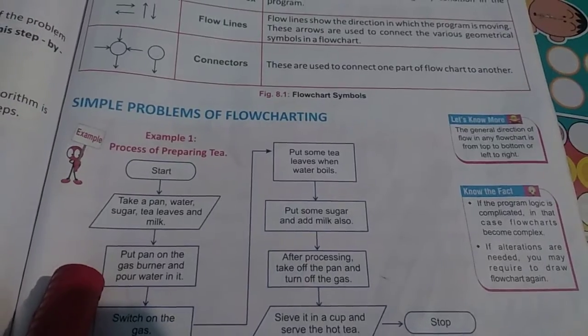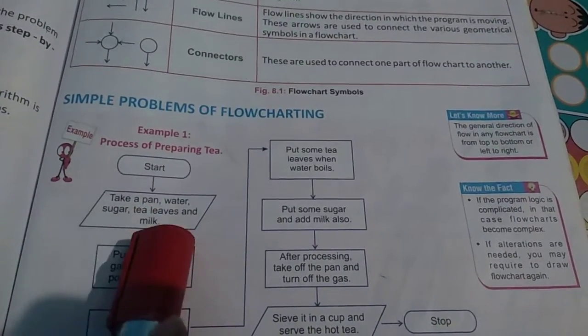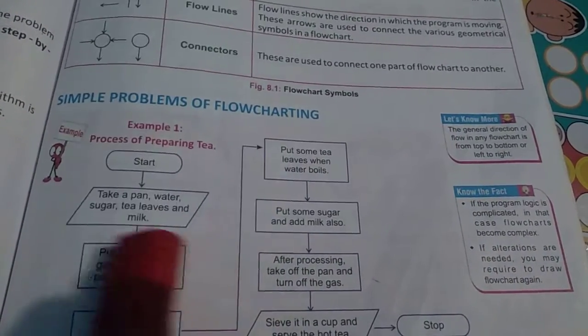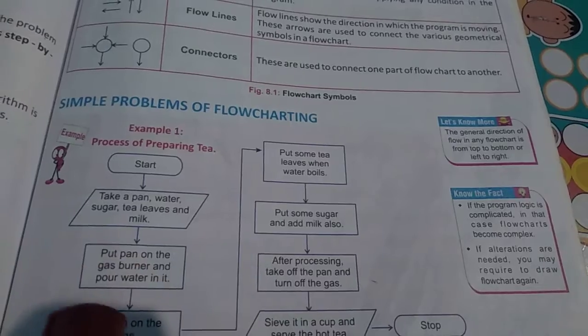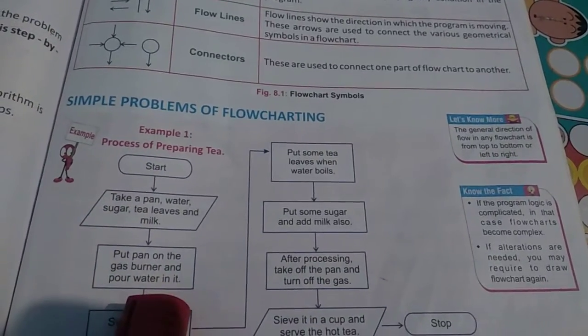So how do we prepare a tea? What all inputs do we need? Yes, we need a pan, water, sugar, some tea leaves and milk. Okay, next, put the pan on the gas burner and pour water in it.